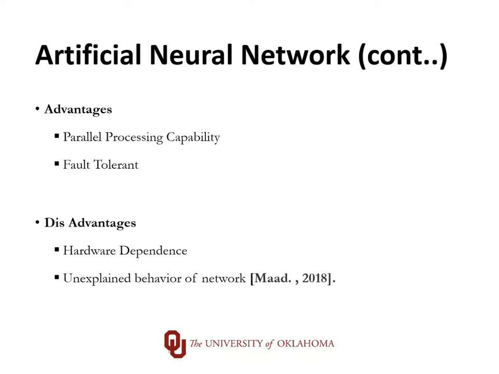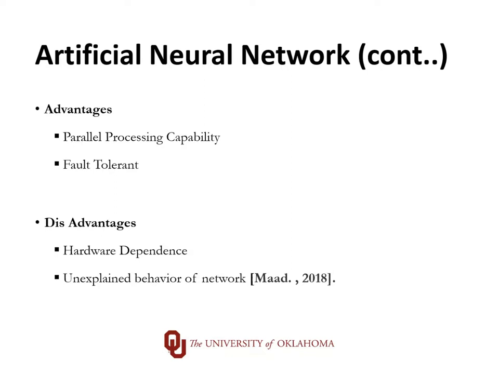The main advantage of ANNs is their parallel processing capability. ANNs have the numerical strength that they can perform more than one task at the same time. Secondly, corruption of one or more cells in the ANN doesn't prevent it from generating the output. This feature makes them fault tolerant.